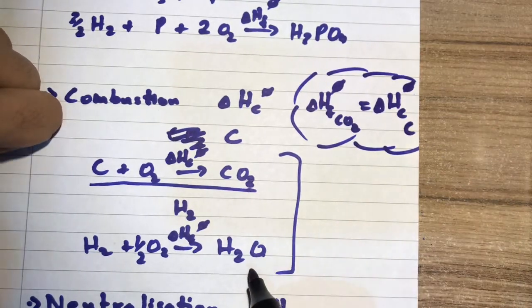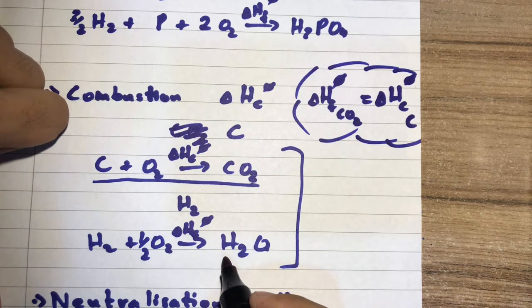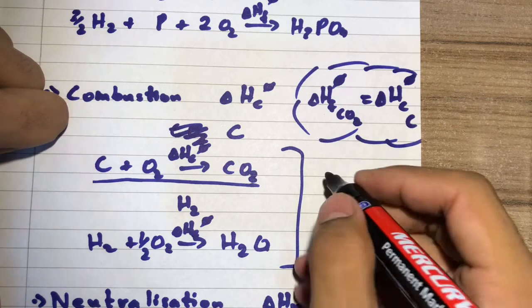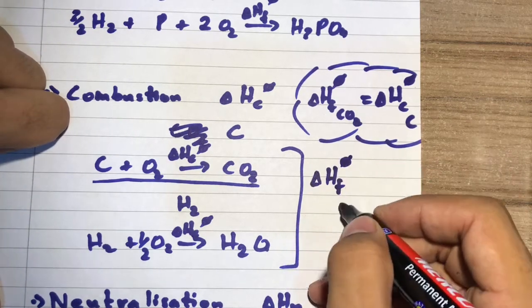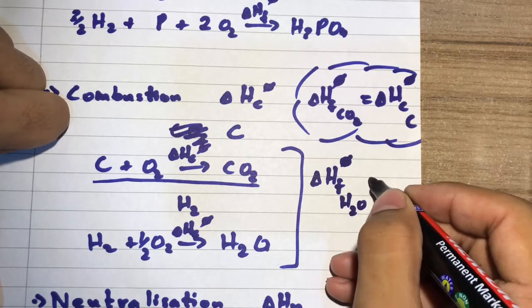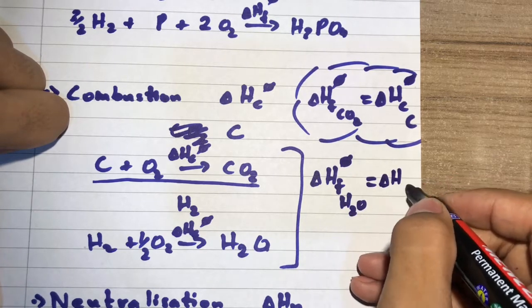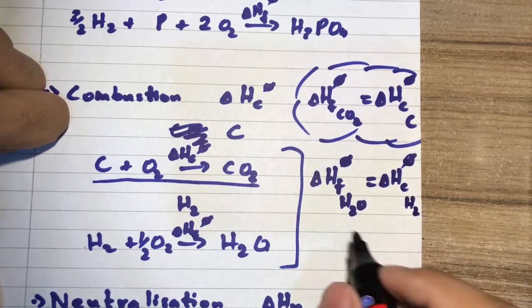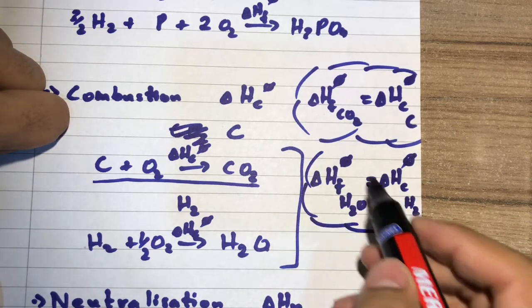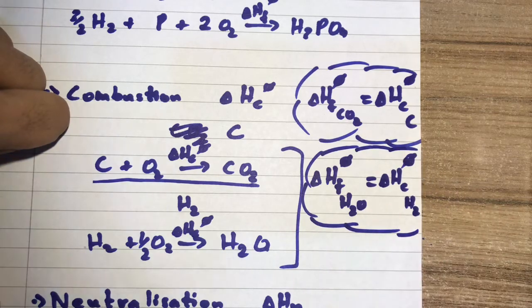Then from here you can see that 1 mole of H2O is being formed, so this can also be called the equation for the standard enthalpy change of formation of water. So from here we get that the enthalpy change of formation of water is equal to the enthalpy change of combustion of hydrogen. These will help us in numericals.